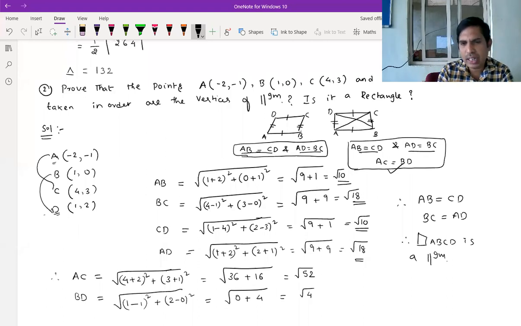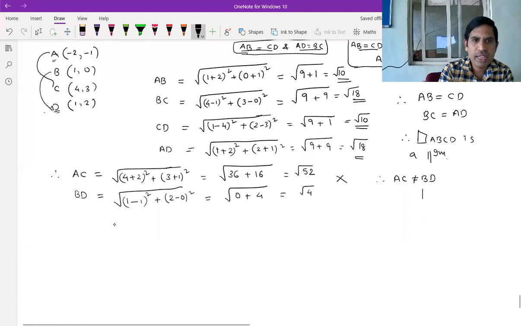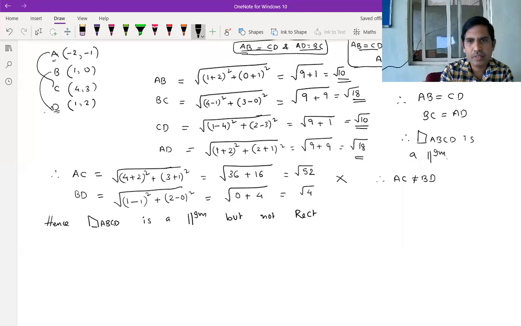Are these two equal? No. So therefore, AC is not equal to BD. So AC not equal to BD, then is it a rectangle? No. So we can give the conclusion: hence quadrilateral ABCD is a parallelogram but not a rectangle. So like this we have to give the conclusion.